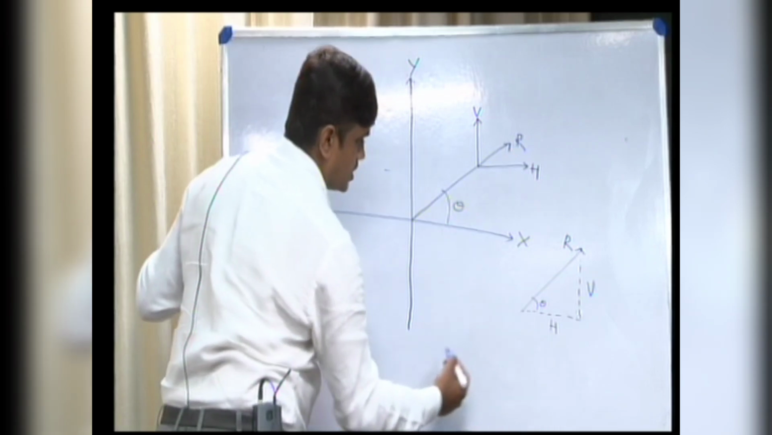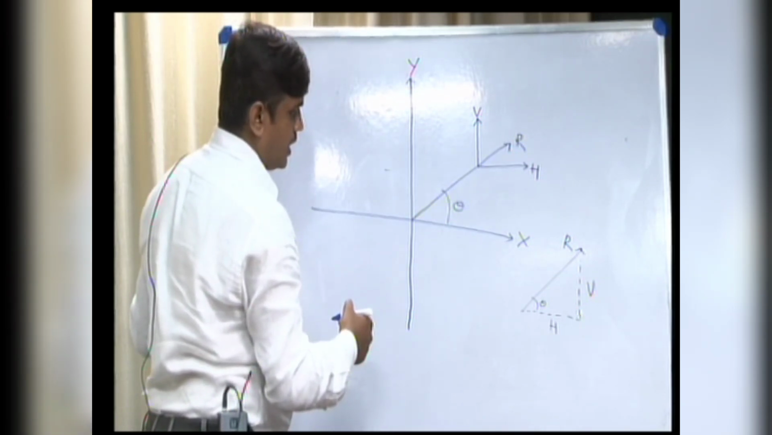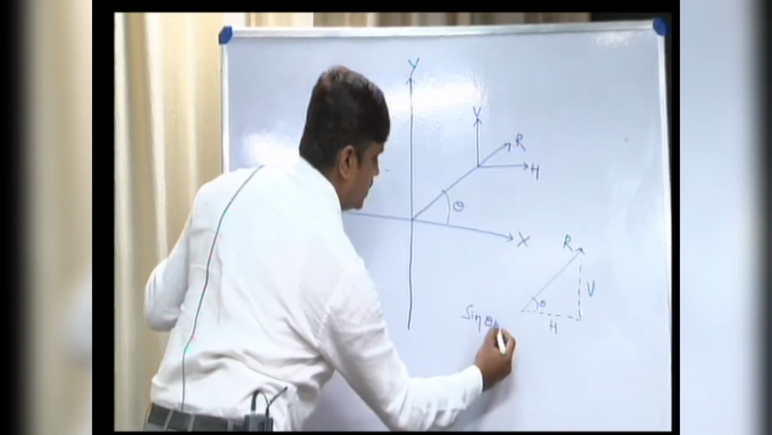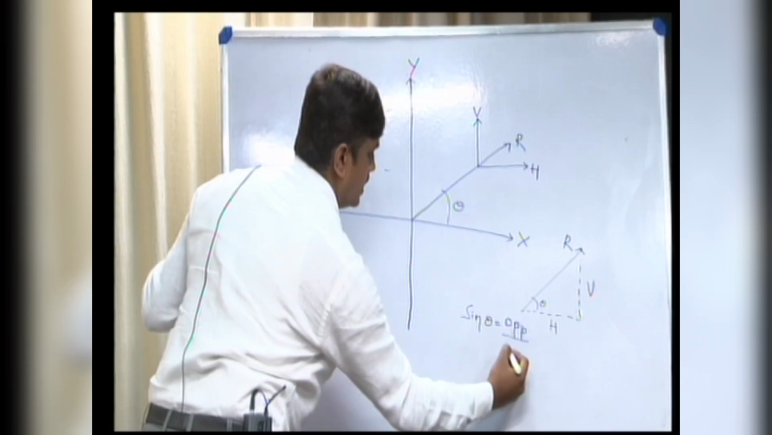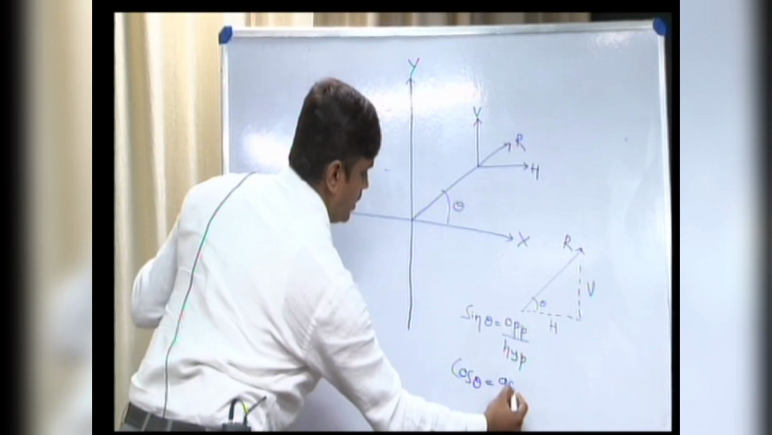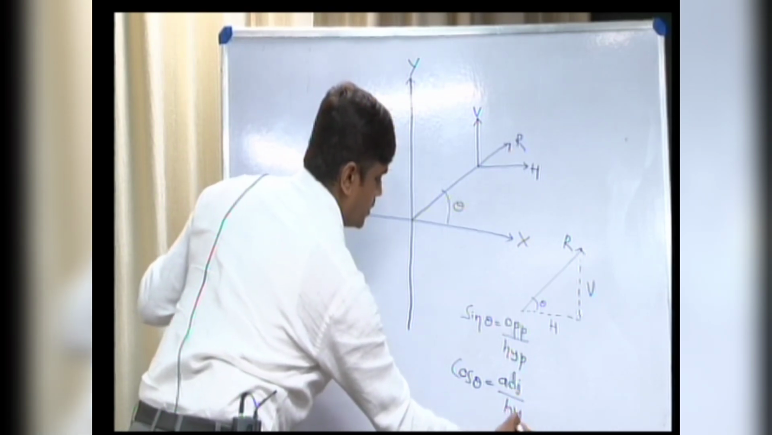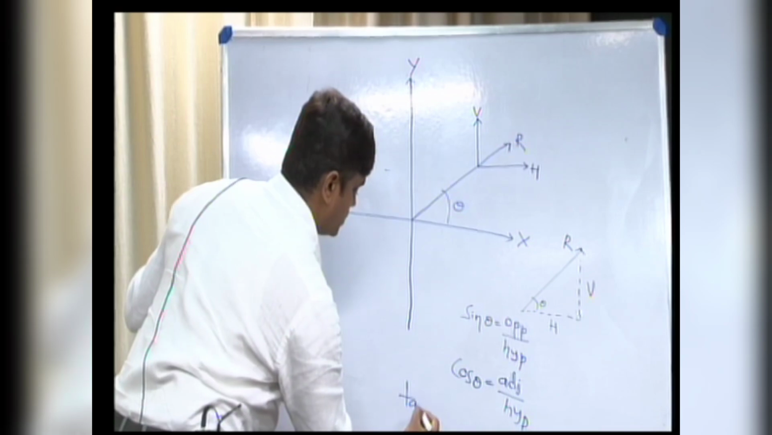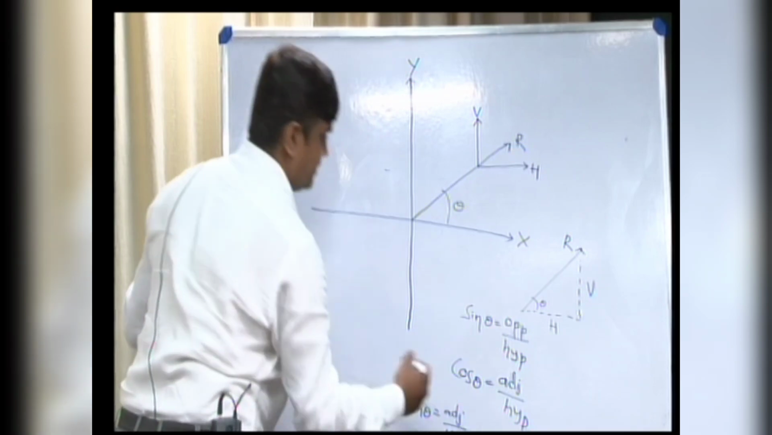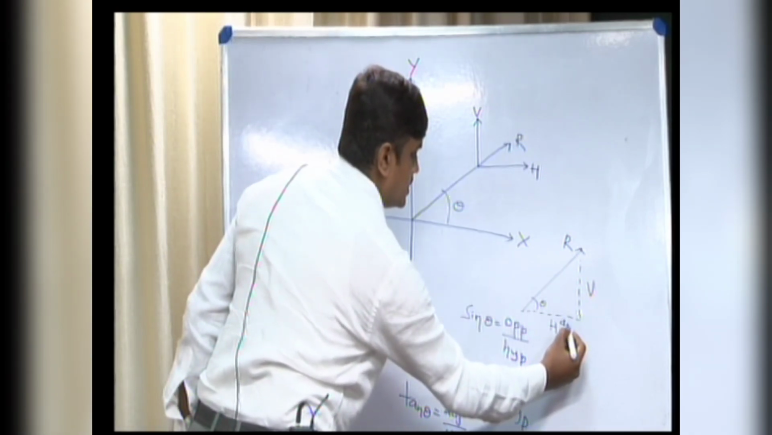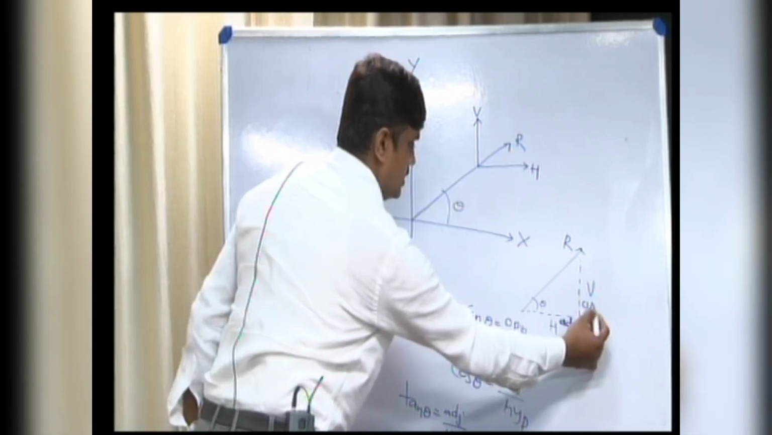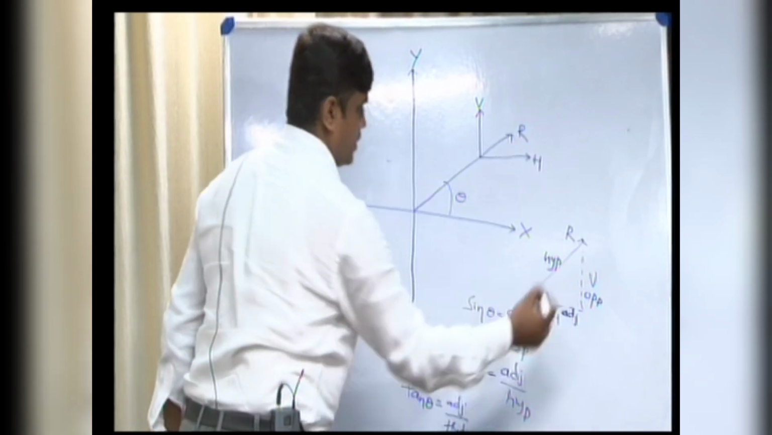Now we'll resolve the forces. How do we calculate the horizontal component? As we know, sin theta is equal to opposite by hypotenuse, cos theta is equal to adjacent by hypotenuse, and tan theta is equal to opposite by adjacent. This is the adjacent side, this is the opposite side, and this is the hypotenuse.